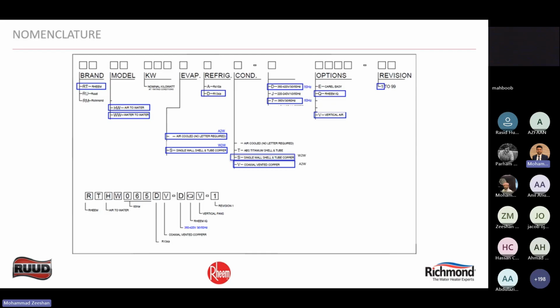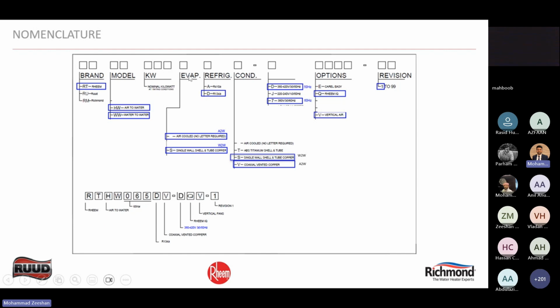Ream Manufacturing manufactures heat pumps in three brands, which are Ream, Rude, and Richmond. We have two types of heat pumps, which is air to water and water to water. Depending on the type of the heat pump, you will have the nomenclature set at the model. Then you have a nominal kilowatt that is rated by the factory that will be in these three boxes.